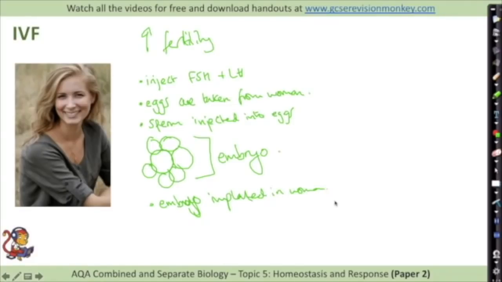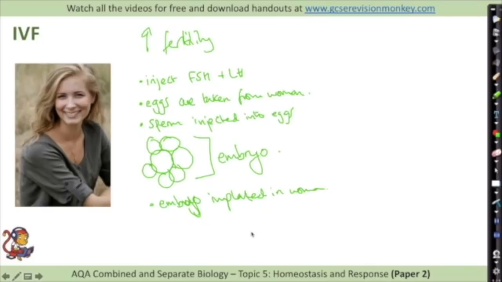That embryo is then implanted in the uterus of the woman. And with IVF, you can have 1 or 2 embryos implanted to increase your chances of success. There are downsides, including multiple births, which can cause problems for both the mother and the baby.